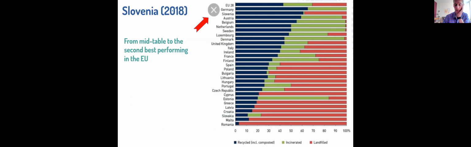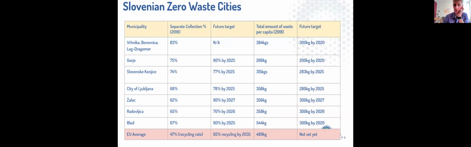I'm going to move on now to Slovenia as a country, which is a good example. In 2008, Slovenia sat mid-table in terms of recycling performance within the EU. 10 years later, it became one of the top two in the EU. I think it's still second or perhaps third behind Austria and Germany now. And this has really been driven by the growth of Slovenian zero waste cities.